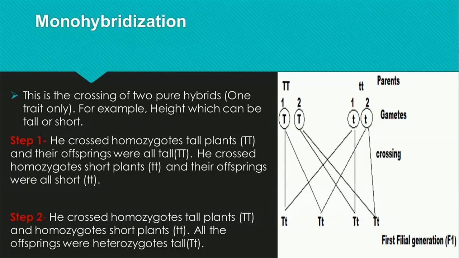And here is the crossing of what he did in step 2. He crossed a parent that is pure breed homozygote tall and a parent that is pure breed homozygote short. And then in the process of crossing, you have to separate them to show that they are gametes, right? And what I do to help me to cross, I number them. The first two, I call them 1, 2.